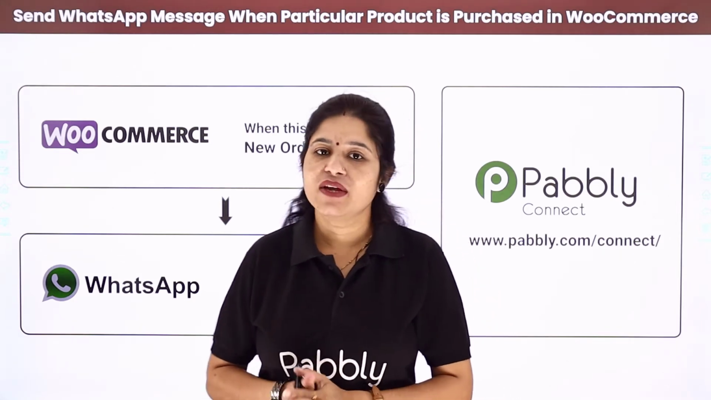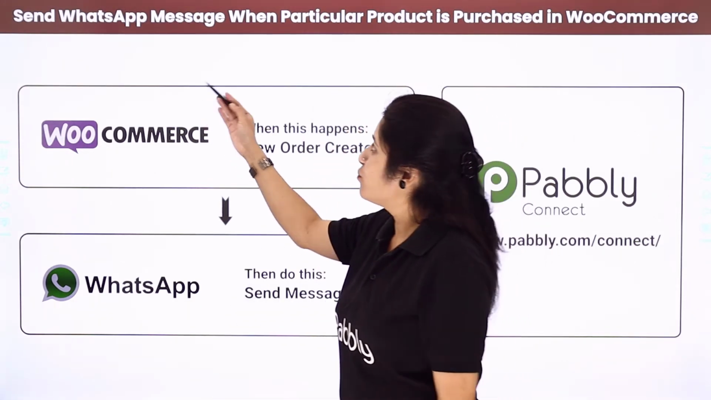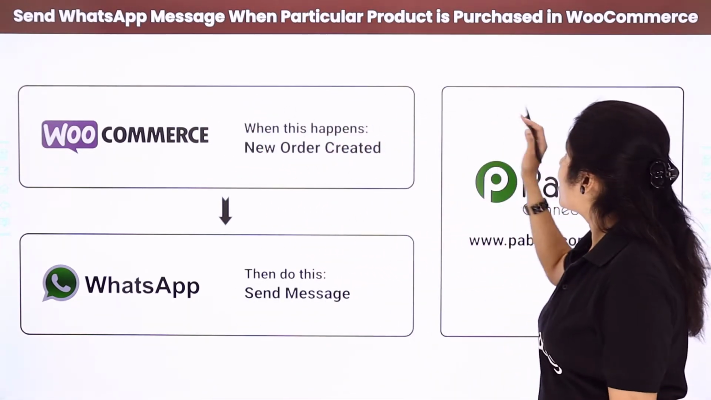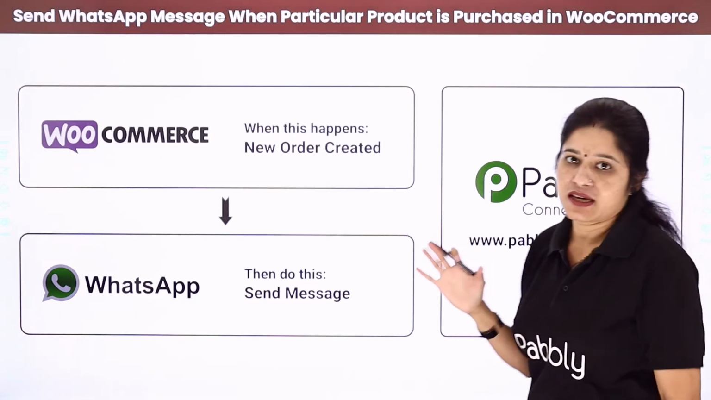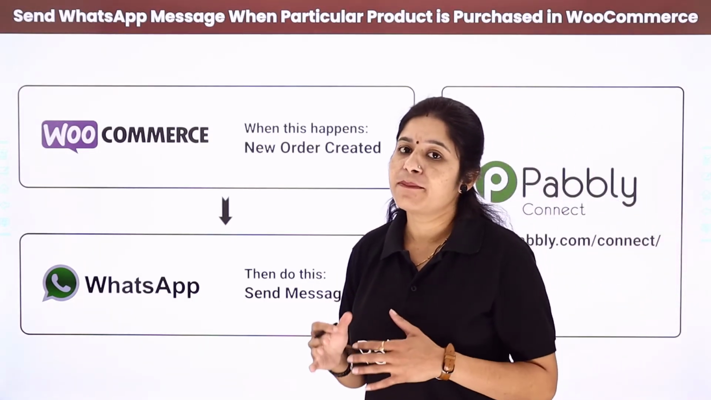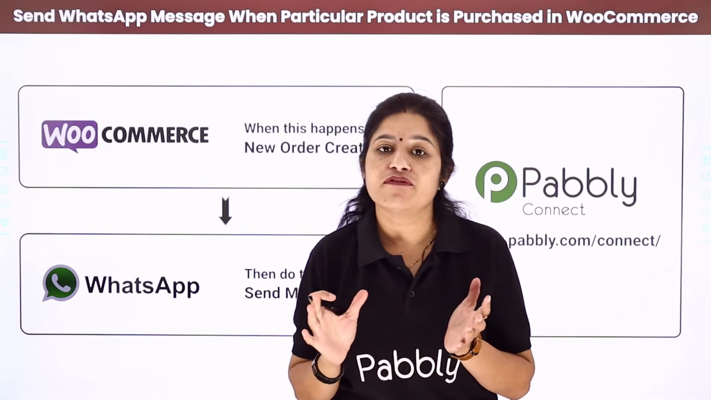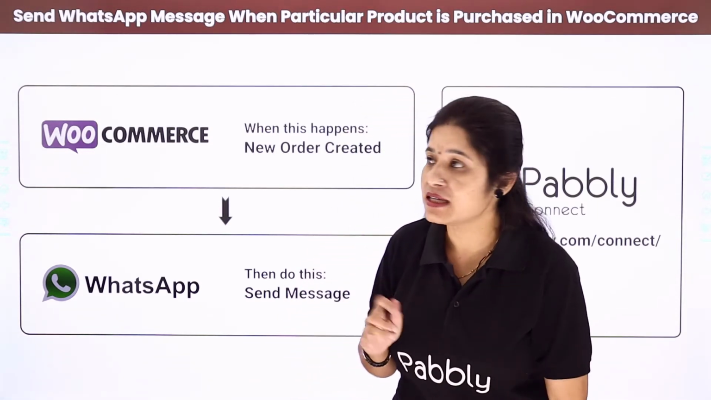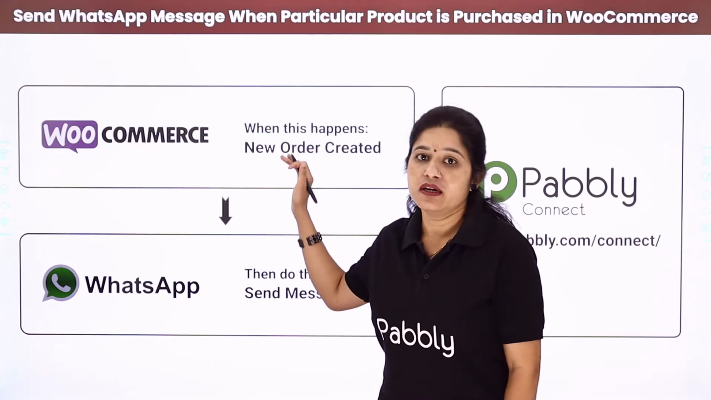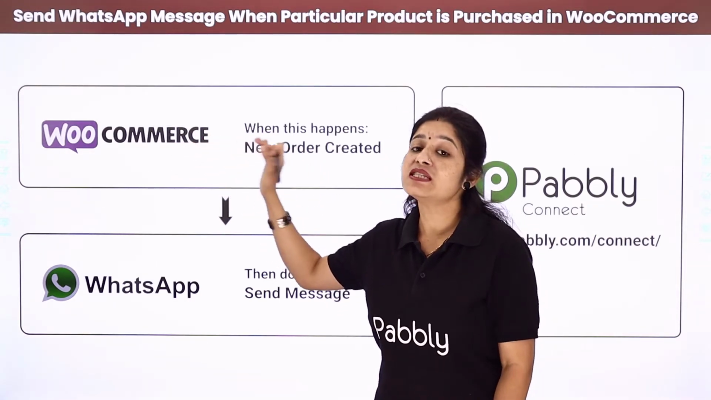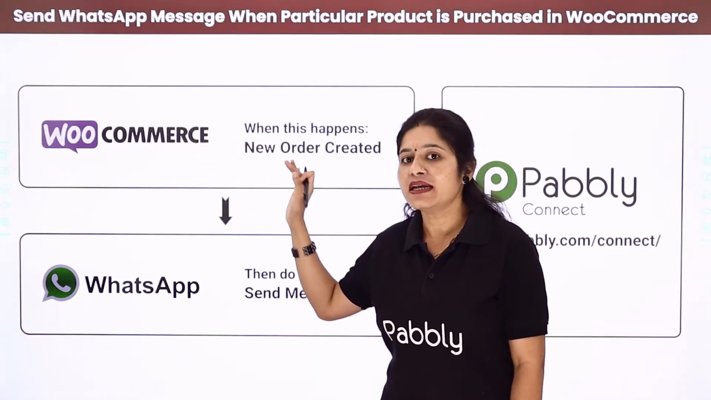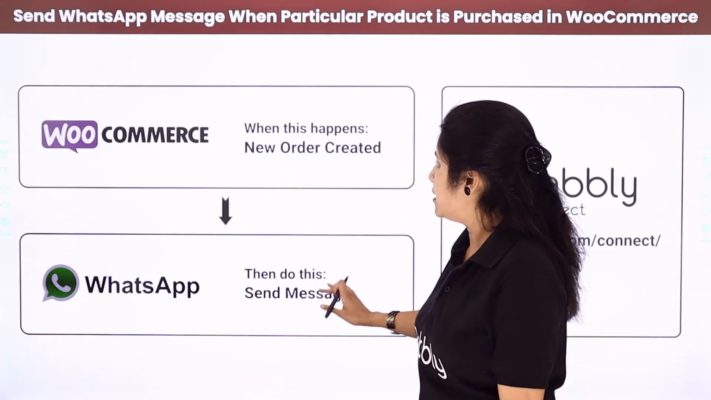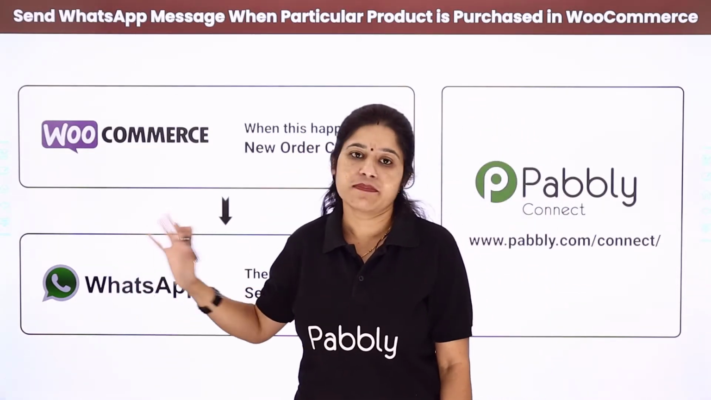In this video we are going to learn how you can send a WhatsApp message when a particular product is purchased in your WooCommerce account. So let's take an example that you own an e-commerce platform where you are selling your products digitally. Now you want that whenever a customer places a new order in your WooCommerce account for a specific product, automatically an order confirmation message should be sent to the customer on his WhatsApp number.